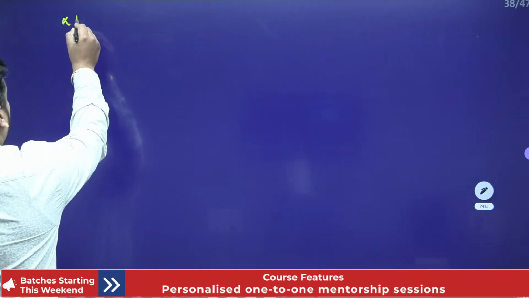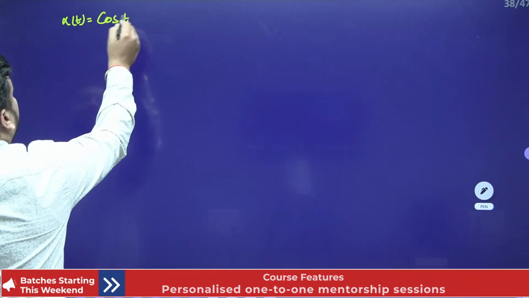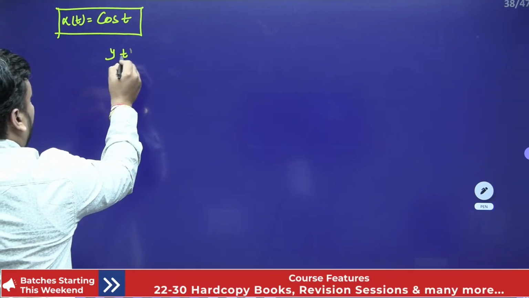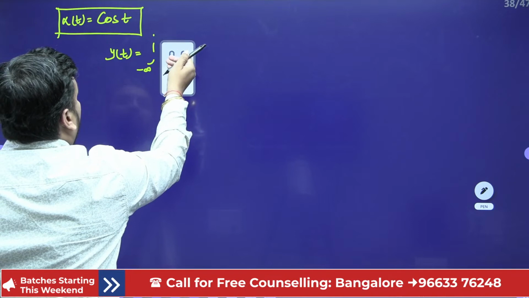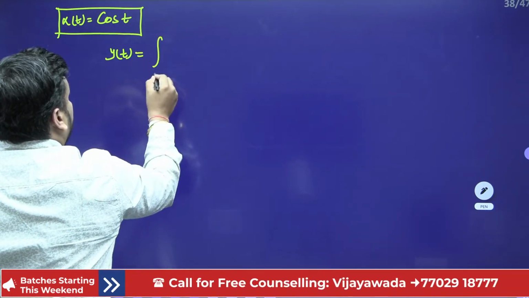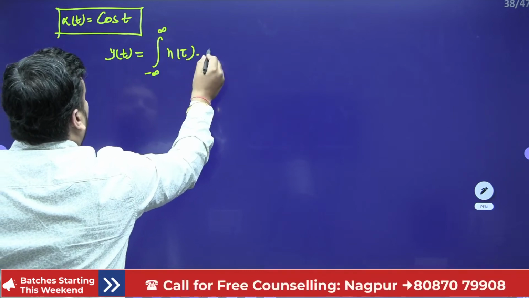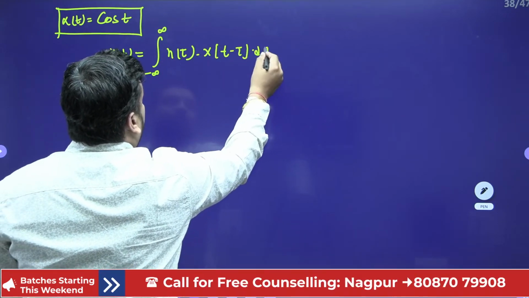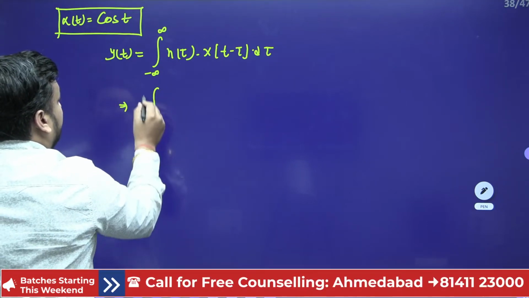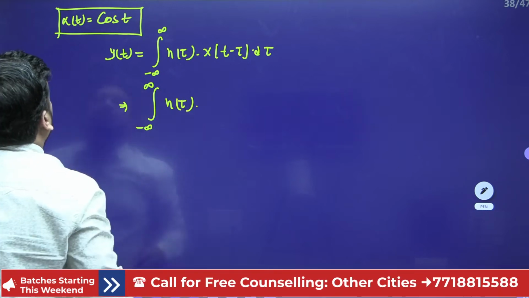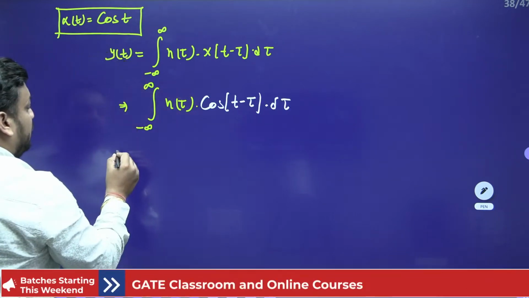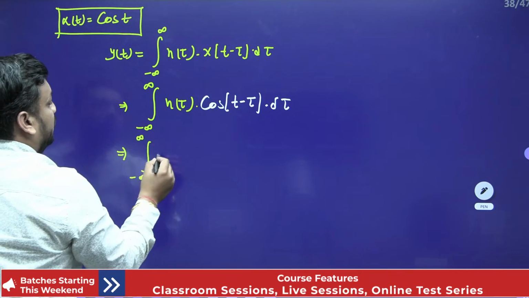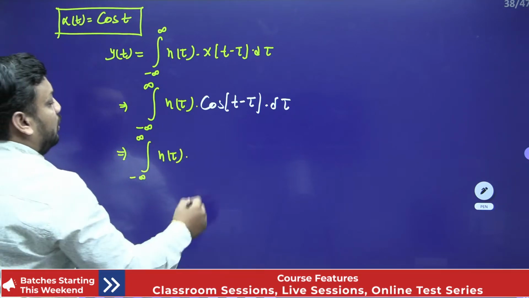So students, if I check with x(t) as cos t, then my output result will be y(t) equal to the integral from minus infinity to infinity of h(tau) times x(t minus tau) d tau. Now ultimately if I apply this, I will get the integral from minus infinity to infinity of h(tau) times cos(t minus tau) d tau. So now ultimately what you will get? You will get the integral from minus infinity to infinity of h(tau)... You can open it, guys.